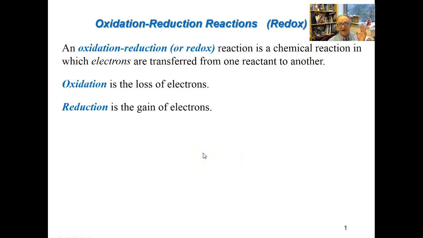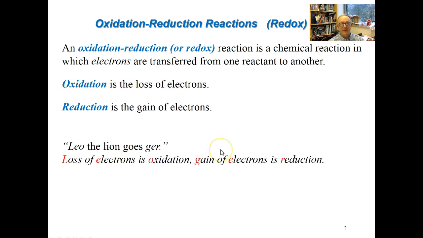So if you need a memory device to remember which one is which, there are two of them. The first one, the one I originally learned, is that Leo the lion goes grrr. Leo, loss of electrons is oxidation. Grrr, gain of electrons is reduction. So Leo the lion goes grrr.